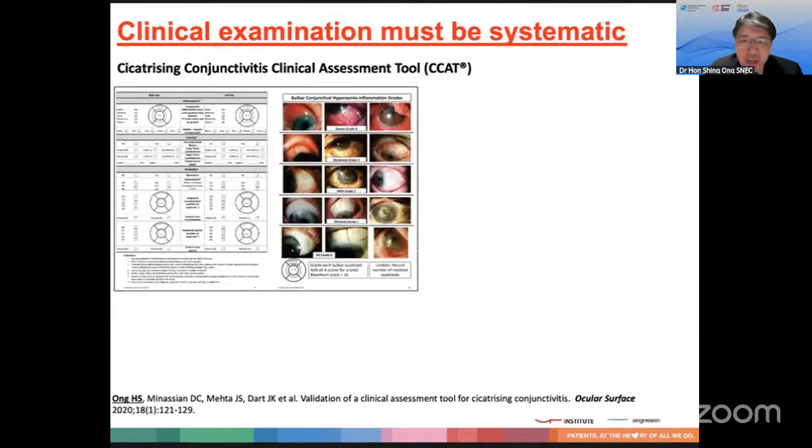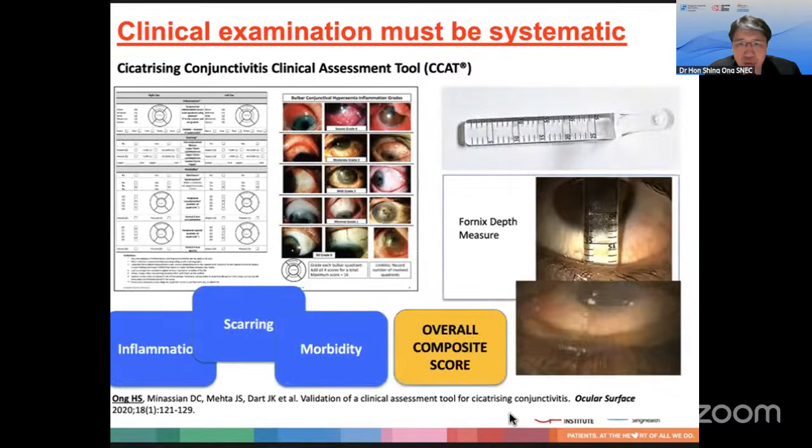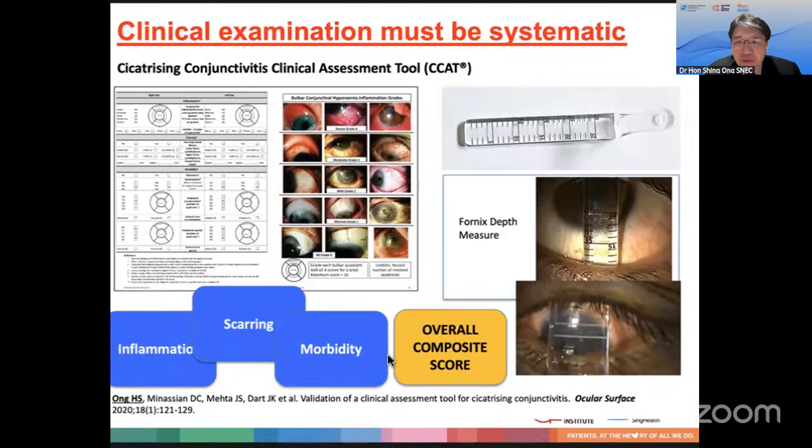We have published and validated a one-page cicatrizing conjunctivitis clinical assessment tool, as shown here, which has been shown to have good inter- and intra-observer agreement. Our tool has three components: an inflammation score, which gives an indication of disease activity; scarring, which gives an indication of severity of cicatricial disease; and morbidity, which is the ocular effects of inflammation and scarring.